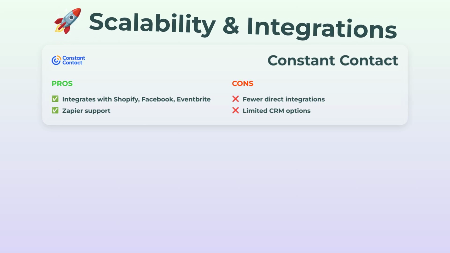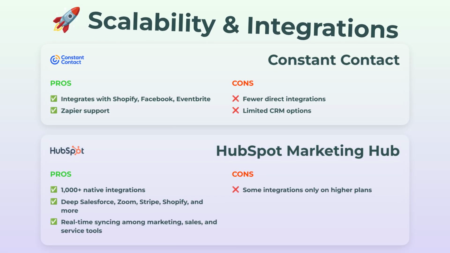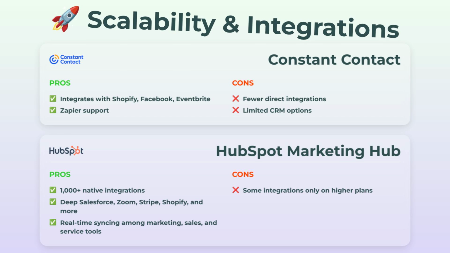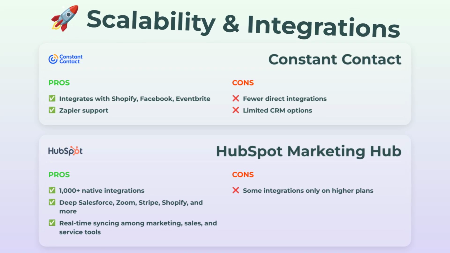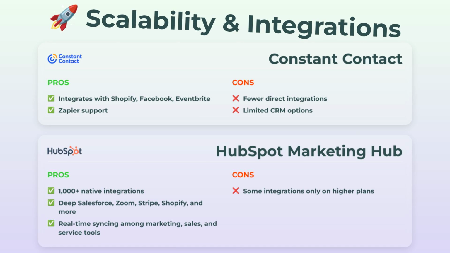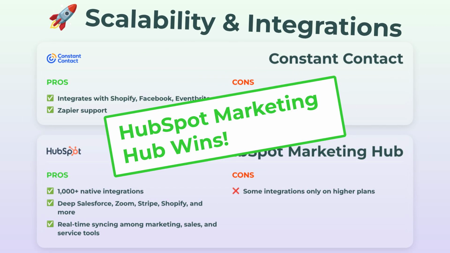Now, HubSpot goes huge, over 1,000 native integrations. Salesforce, Zoom, Stripe, Shopify, the works. You get real-time syncing across marketing, sales, service. It's like every tool is holding hands at a conference. Little heads up though, some integrations are only on those fancy higher plans. But yeah, in scale and ecosystem, HubSpot easily takes this one.